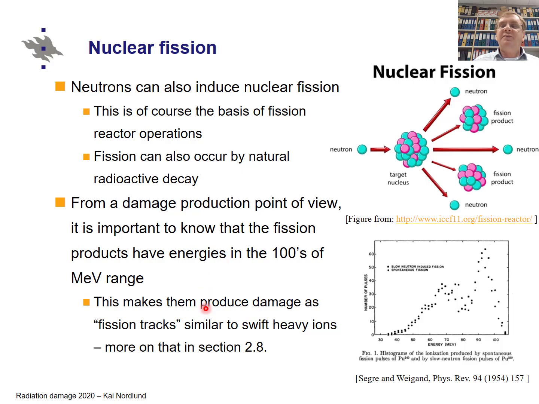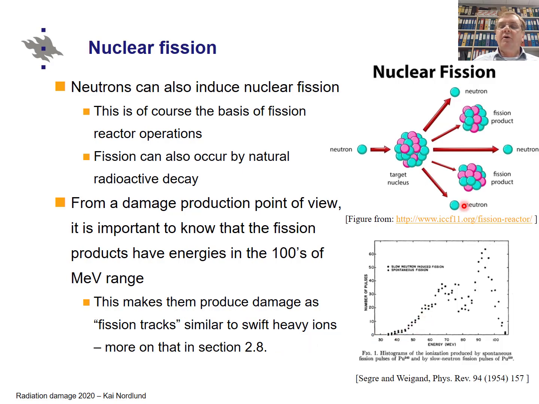And this is known as the Swift heavy ion regime for damage production, producing what's also known as fission tracks. We will describe these Swift heavy ions and fission tracks first at the end of this section, in subsection 2.8, and later on during the course in some additional detail.